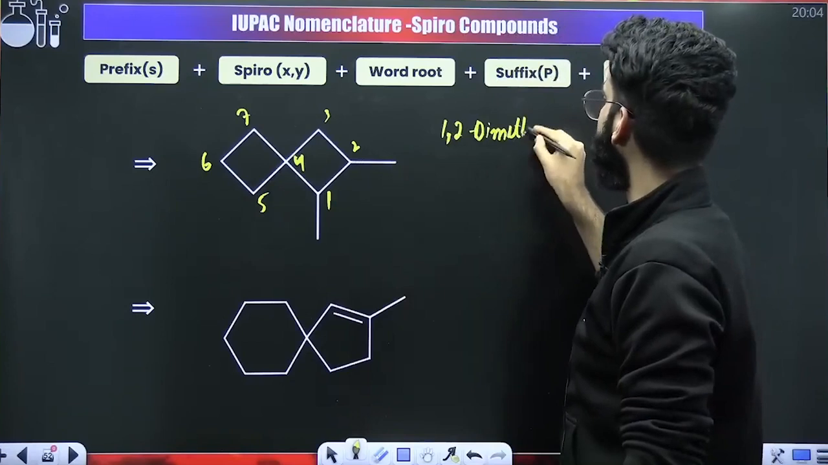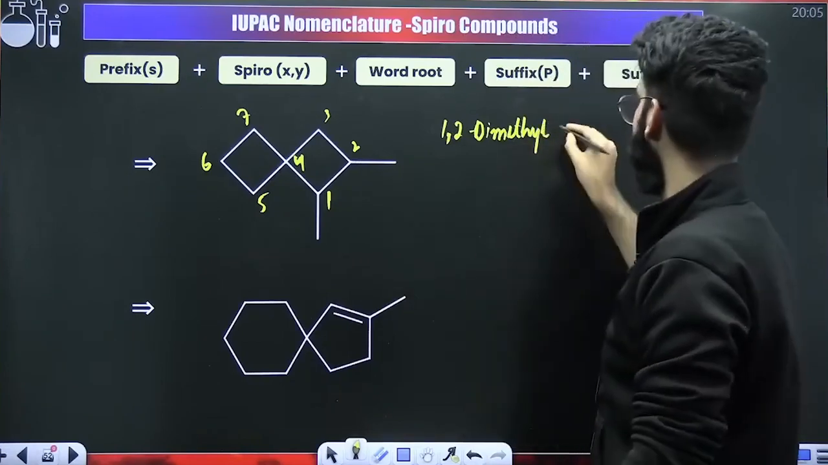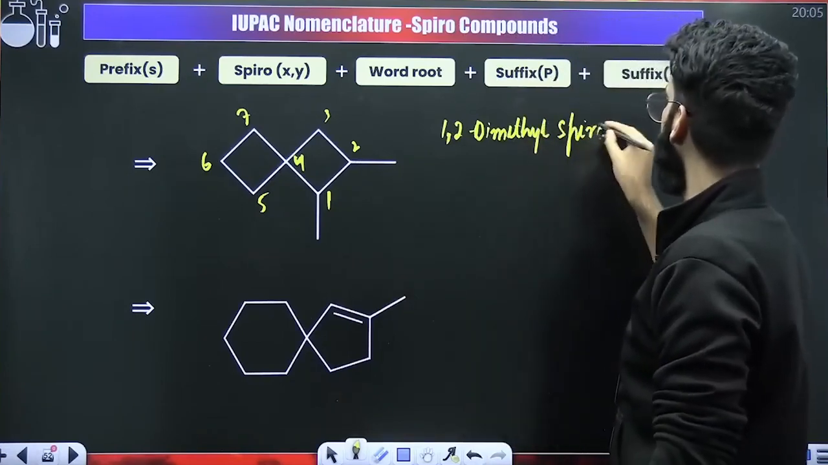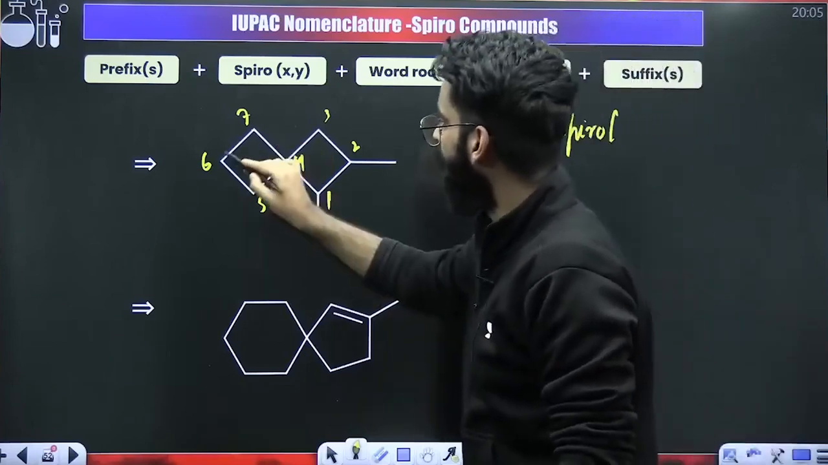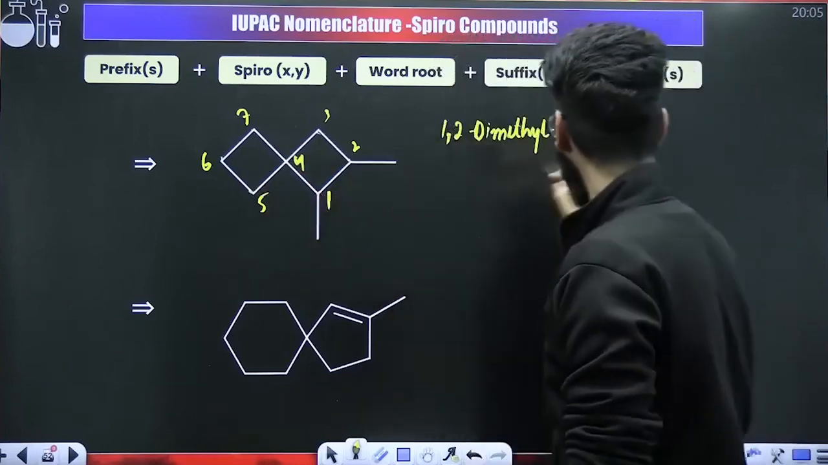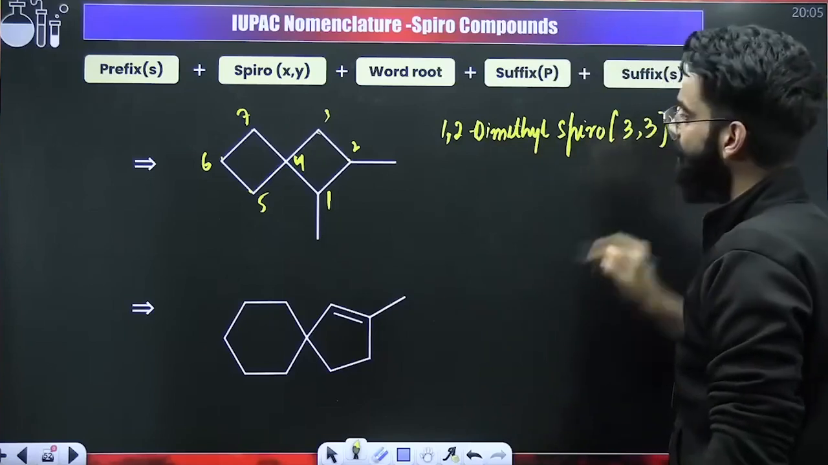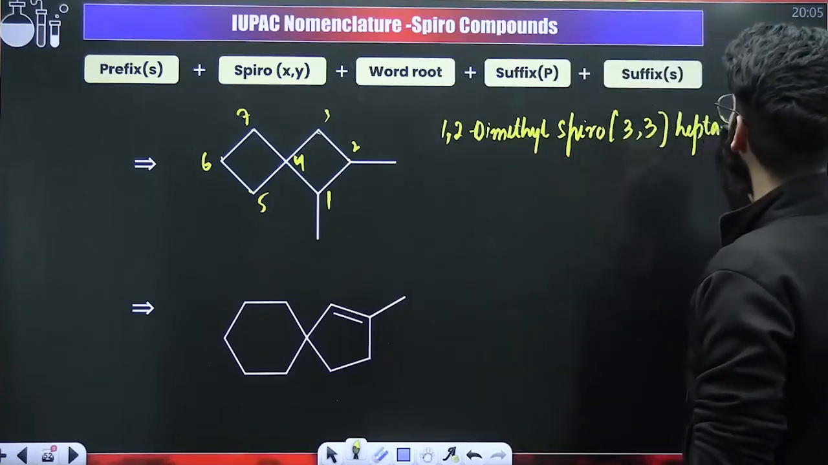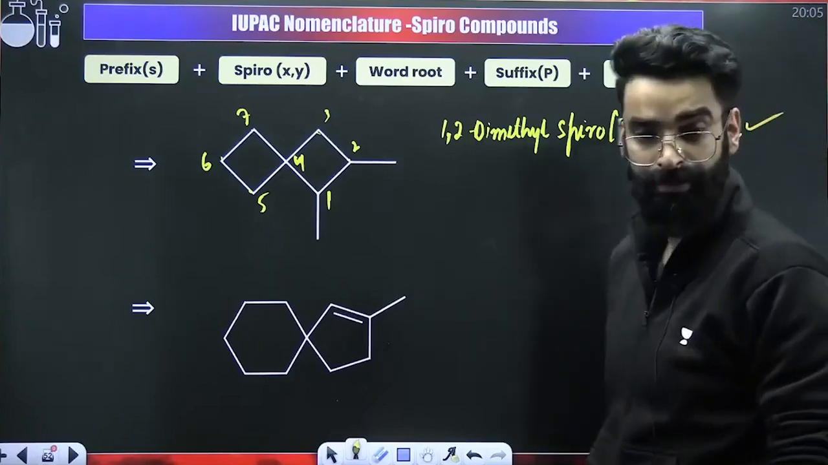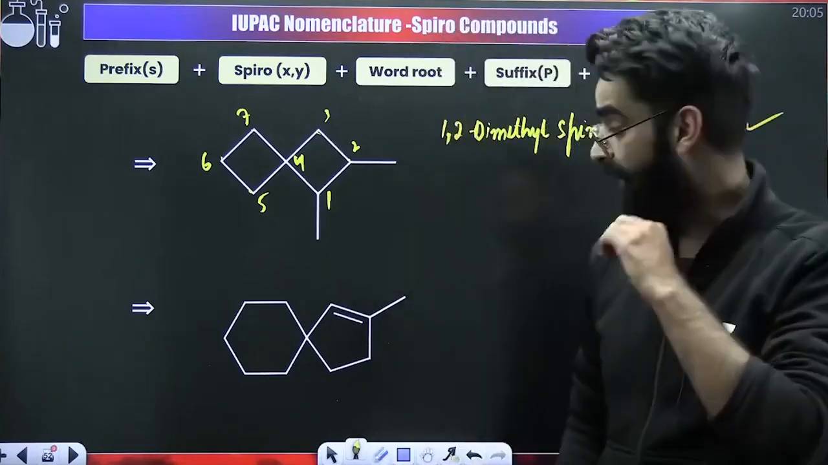1, 2 dimethyl. Then you write Spiro. 1, 2, 3, 3, 3. In the main chain, 7 carbon atoms, so it's hept. Everywhere it's a single bond, so it's ane. Right? Correct, guys?